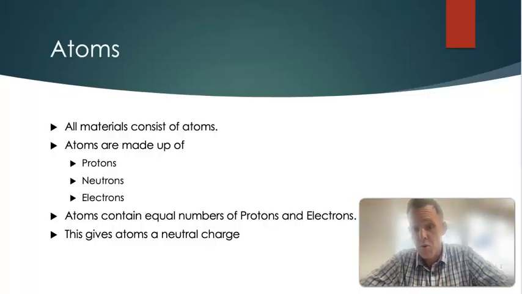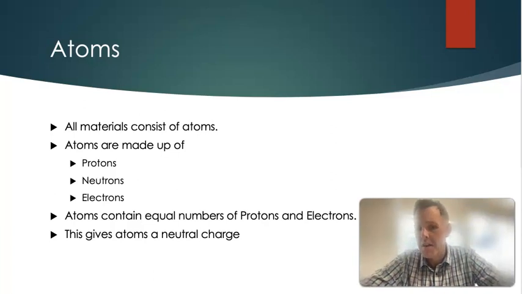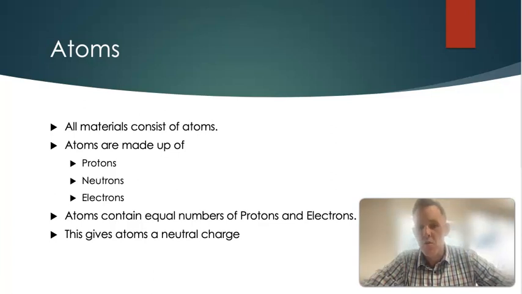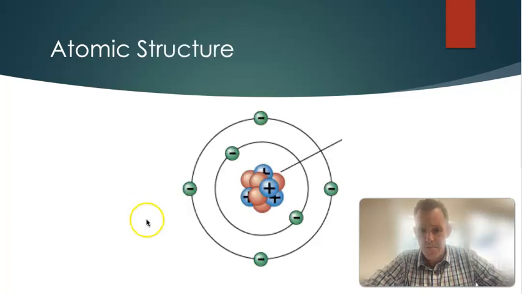Well, all matter is made up of atoms, and atoms themselves are made up of smaller subatomic particles called protons, neutrons, and electrons. We also know that atoms contain equal numbers of protons and electrons, so this gives them an overall neutral charge. If we look at the actual structure itself, we've really got a couple of components. In the middle you have what's called your atomic nucleus. Okay, your nucleus is made up of your two largest subatomic particles, your protons and your neutrons.